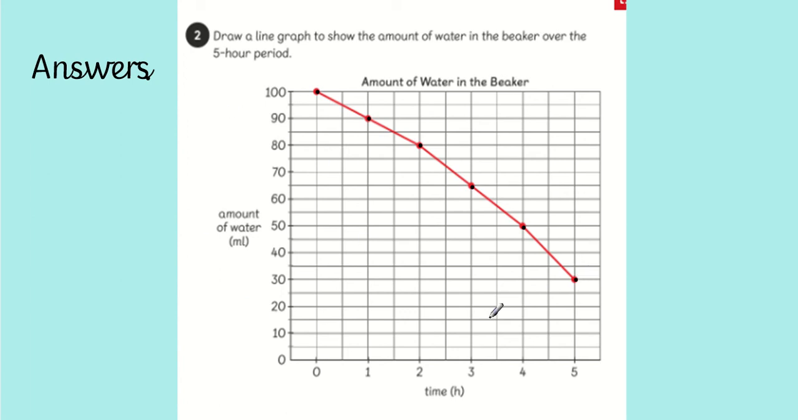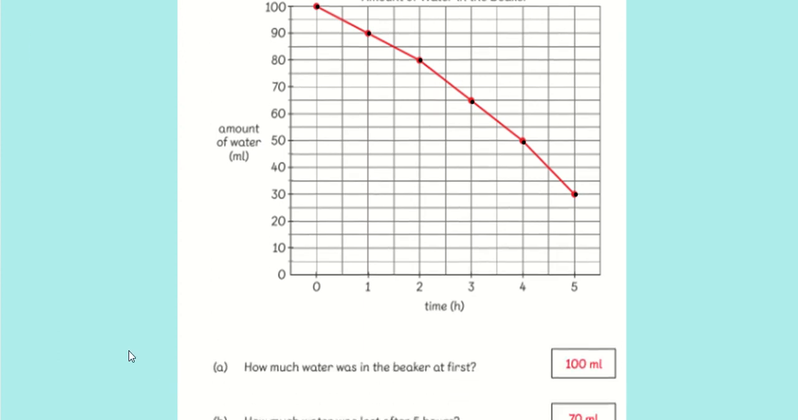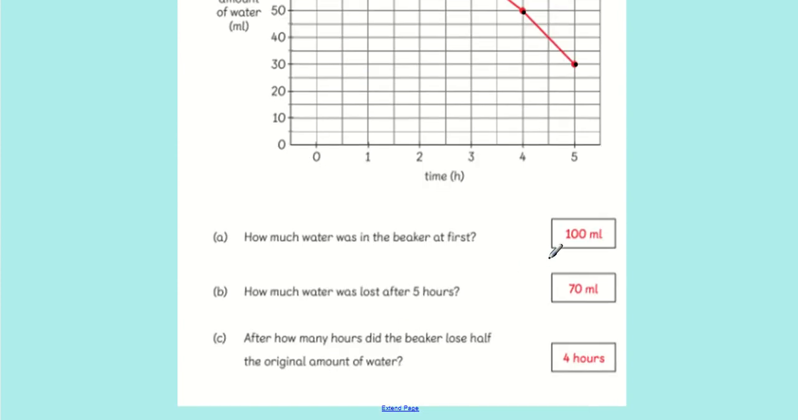And luckily we have this graph all drawn out for us, already labelled, so we've got our title and we've got the labels on our axes, amount of water and time, and hopefully it had the scale as well. Okay, so questions to start us off. How much water was in the beaker at first? So at first means after no time has passed, so we go up our line, we get to 100, okay, 100 millilitres.